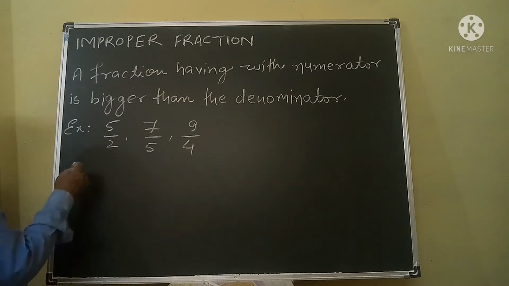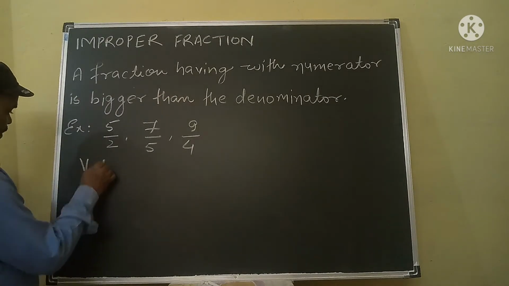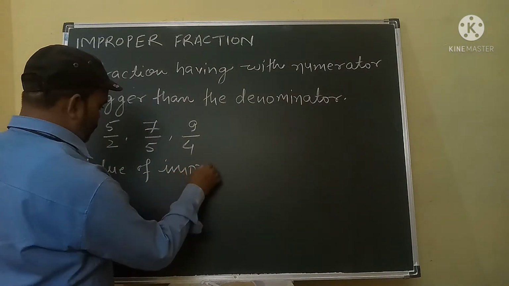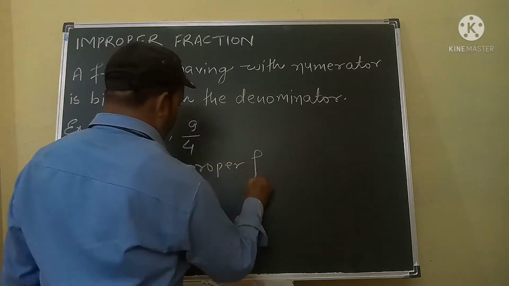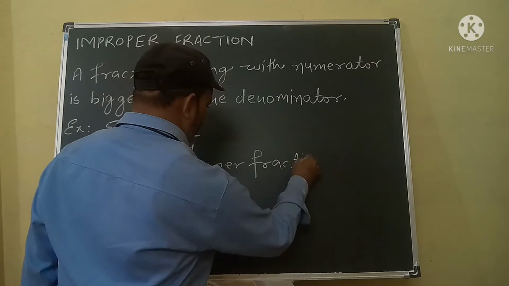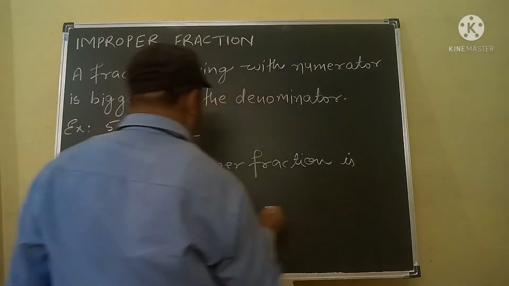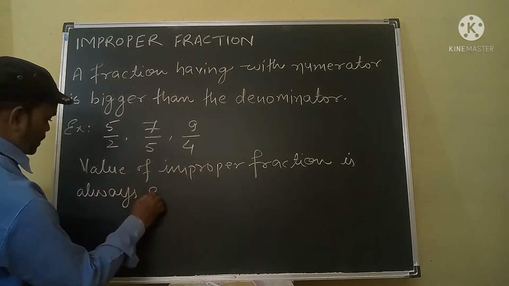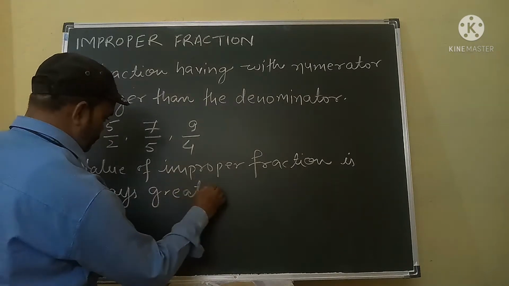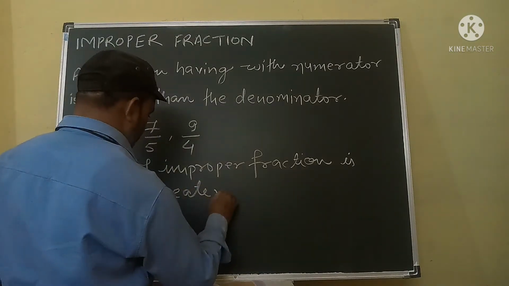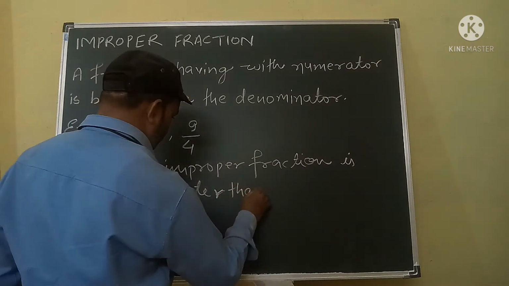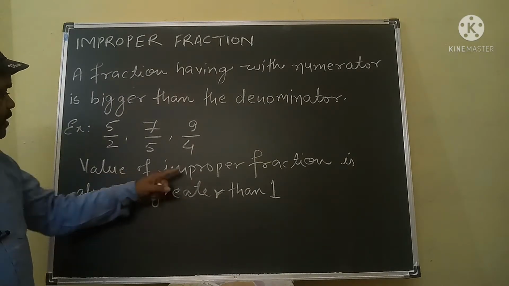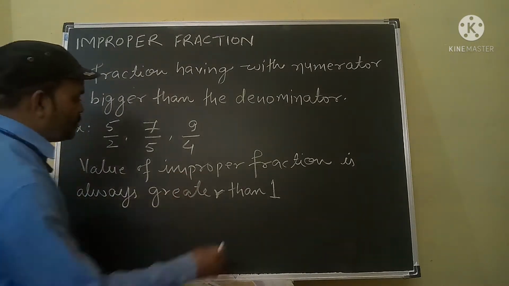Okay, now the value of an improper fraction is always greater than 1. The value of an improper fraction is always greater than 1.